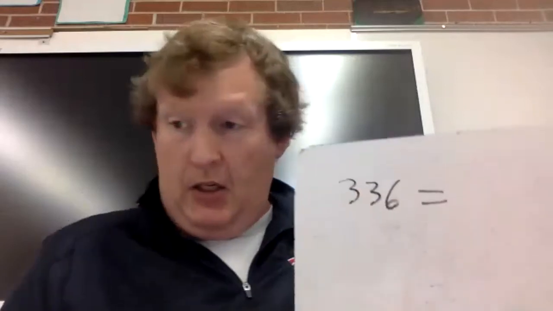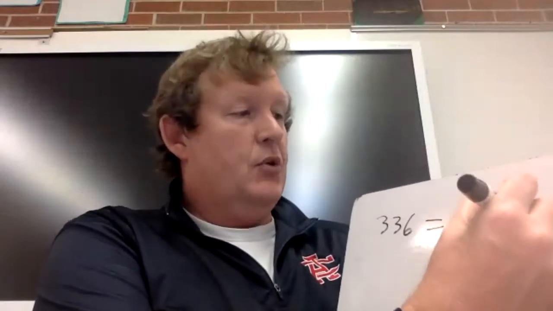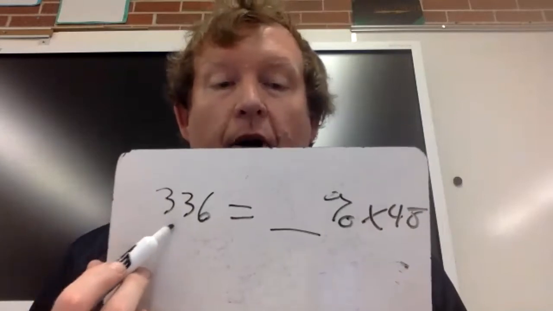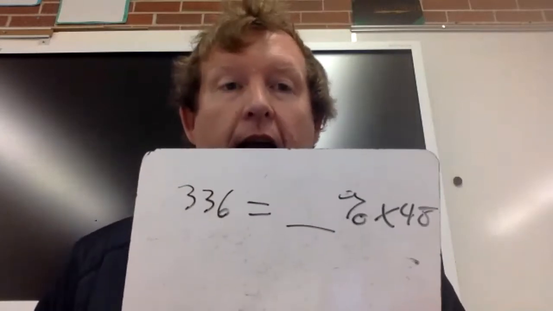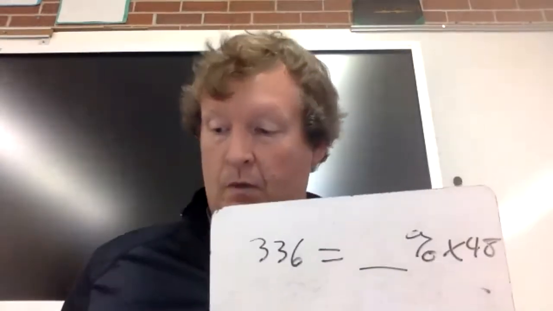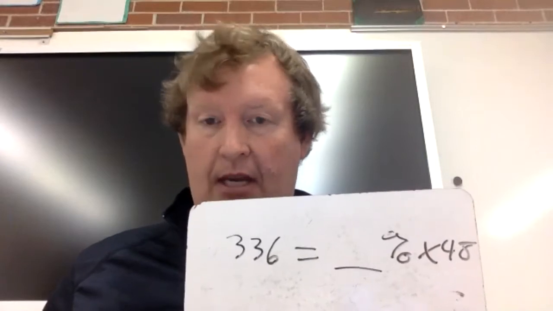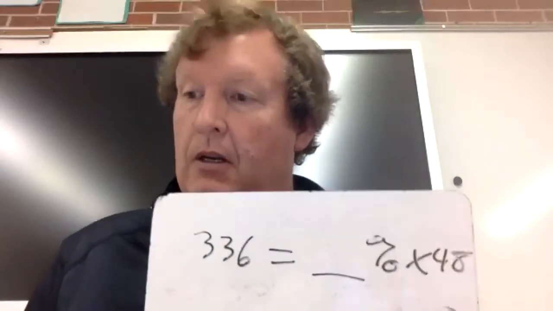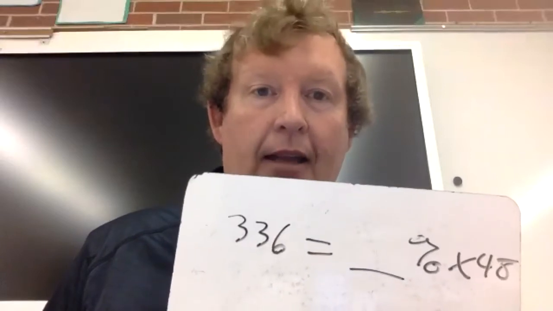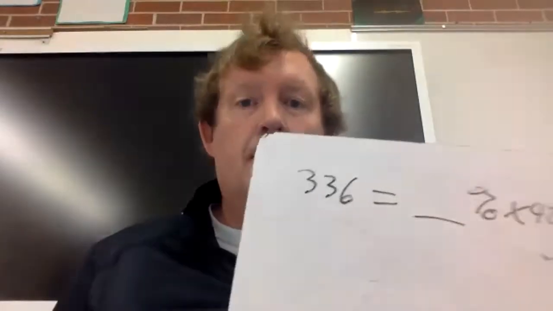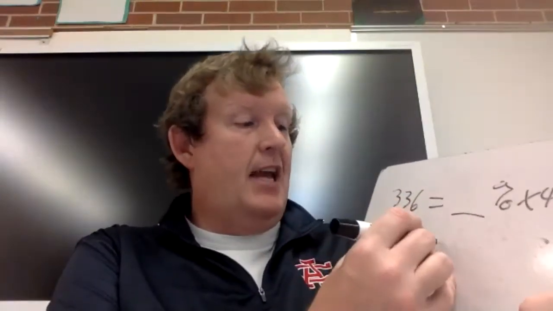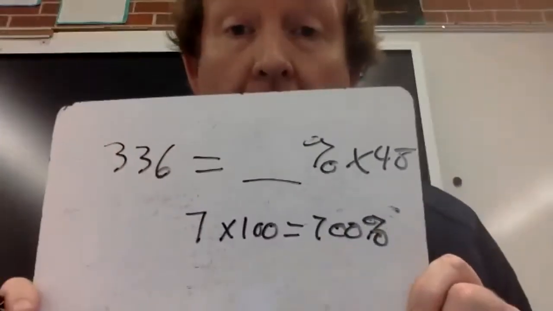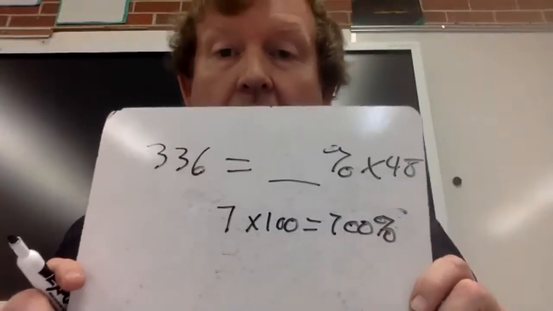336 is, equals, once again, it's another one of those percent ones, some percent of 48. So once again, we're going to take this number and divide it by this number. And then take our answer and multiply it times 100. 336 divided by 48 times 100. Yes, that's right, Atlee. Okay, so when we do that, we got 7, and then you take 7 times 100, and that gives us 700%. So number 13, our answer is 700%.